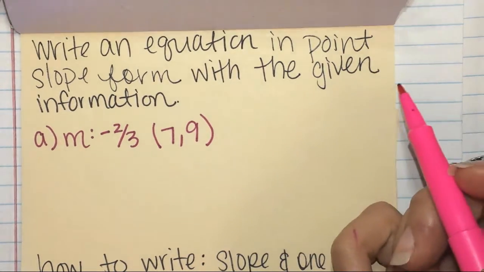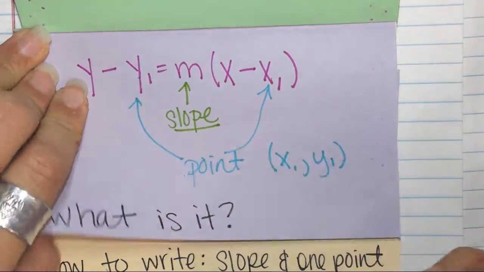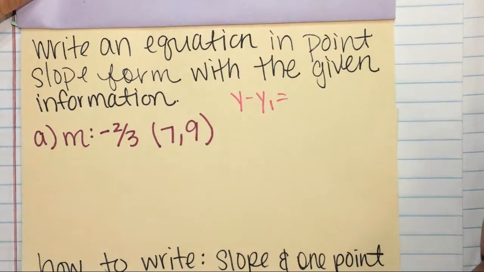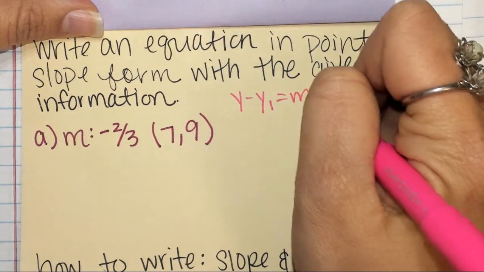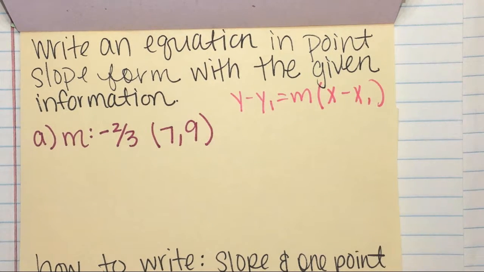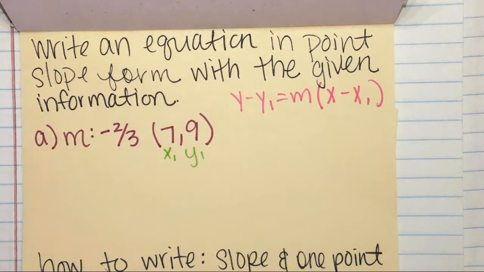Now, in case you forgot what point slope form was from the previous Flappy, I'm going to show it to you again. It's y minus y1 equals m times x minus x1. Now, this is x1, y1. All you do to write it in point slope form is plug them in.